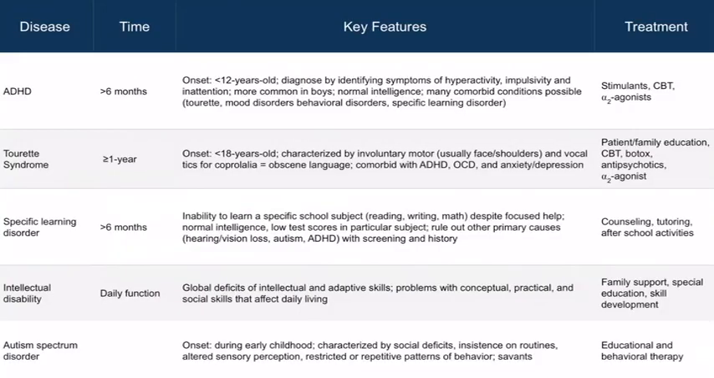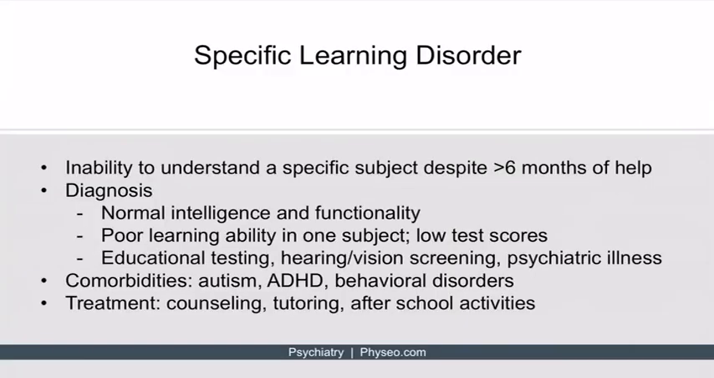All right, now let's move on to discuss specific learning disorder. This involves difficulty learning a specific subject during school-age years, despite over 6 months of focused help. This disorder occurs in children with otherwise normal intelligence and functionality. In other words, these kids do not have delays in all cognitive or functional aspects of their lives, as seen in children with intellectual disability.